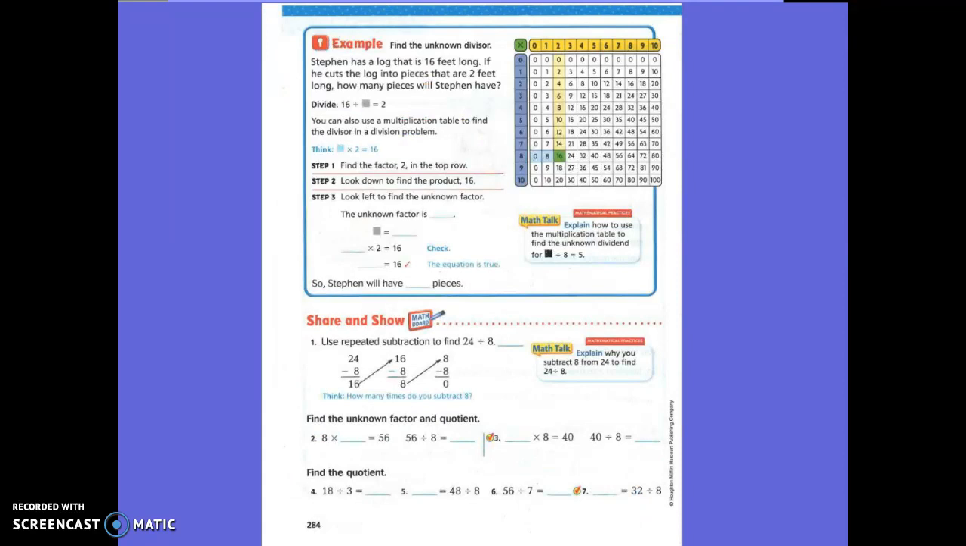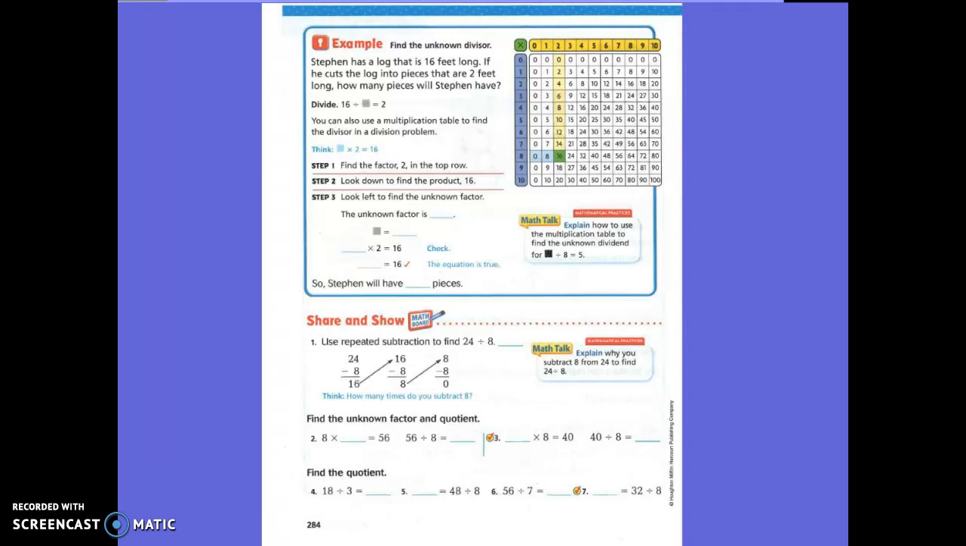Another way to do this is by using a multiplication table. Okay, this is a new problem. Read the problem. Stephen has a log that is 16 feet long. If he cuts the log into pieces that are 2 feet long, how many pieces will Stephen have? So the problem is 16 divided by what? We don't actually know the divisor. Equals 2.